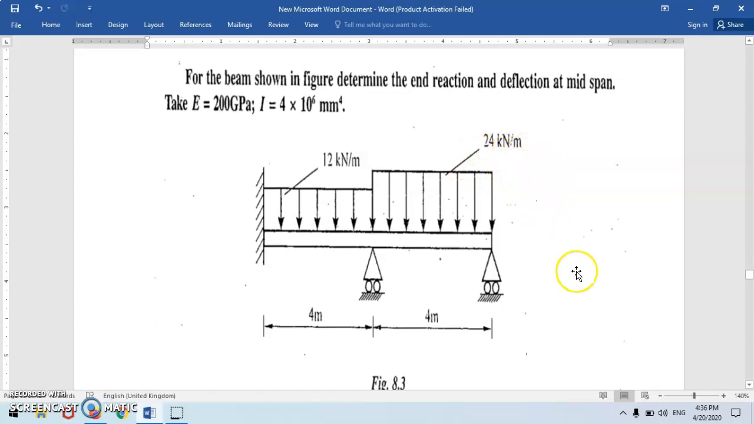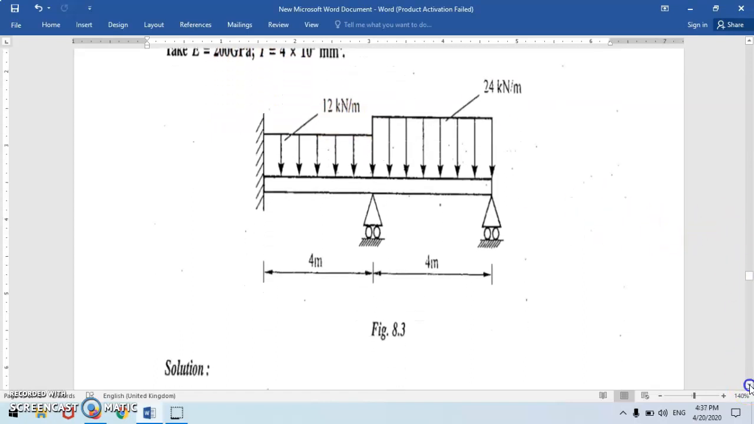24 kilonewton per meter. So our work initially is to convert all the units into one single system, kilonewton and meter. If it is mm raised to 4, convert it into meter raised to 4, and this is gigapascal, convert it into kilonewton per meter square. So this is your first task.